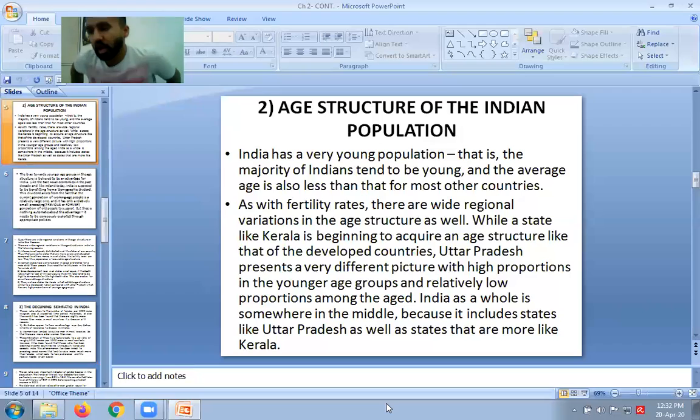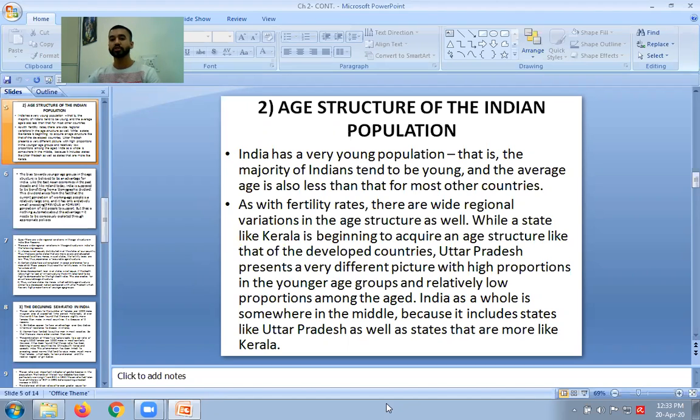Now, look, I want to make you understand one thing here, that out of every topic, the question is always going to come in the form of variations. Since I've already told you that India has got a lot of variations in many things, whether we talk about size and growth, whether we talk about age structure, whether we talk about sex ratio, or any other topic. So we are always going to have different variations in different states.